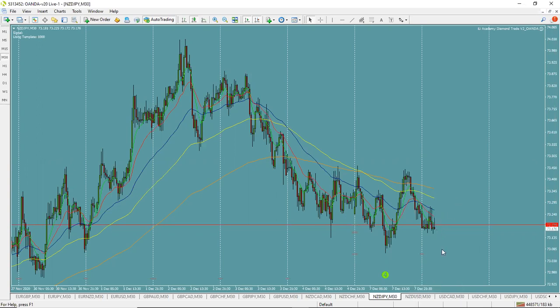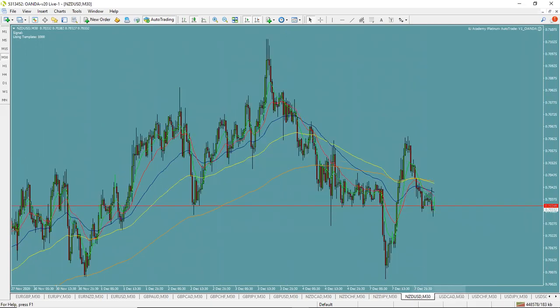As it drops down, even if it's dropping down, these moving averages will be dropping down too. And so you can take your pending order and move it along with them. Eventually it's going to exhaust itself and want to go back the other way, and you'll just be in position.